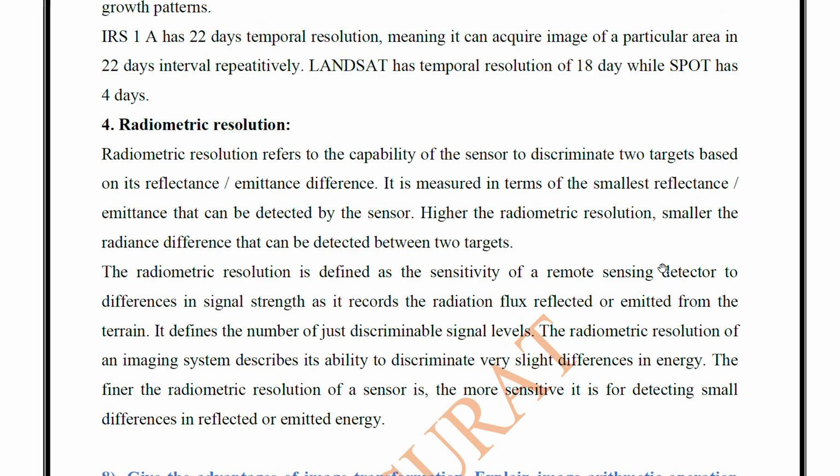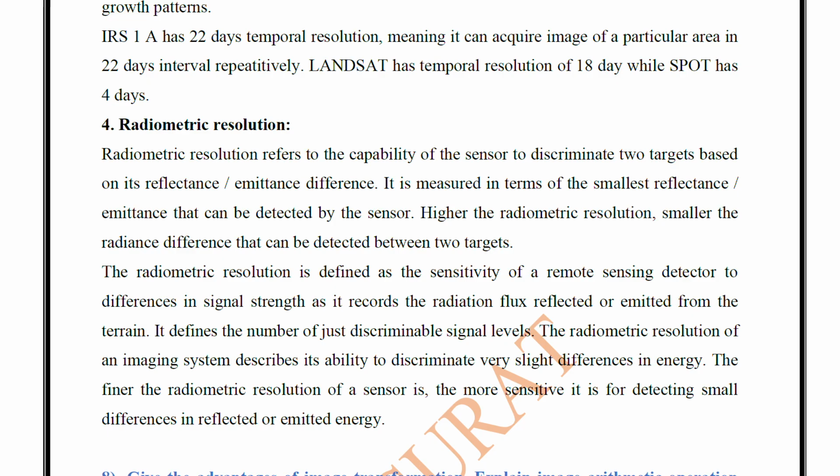Radiometric resolution refers to the capability of sensors to discriminate two targets based on the reflectance or emittance difference. It is measured in terms of the smallest reflectance or emittance difference that can be detected by the sensor. The higher the radiometric resolution, the smaller the radiance difference that can be detected between two targets.